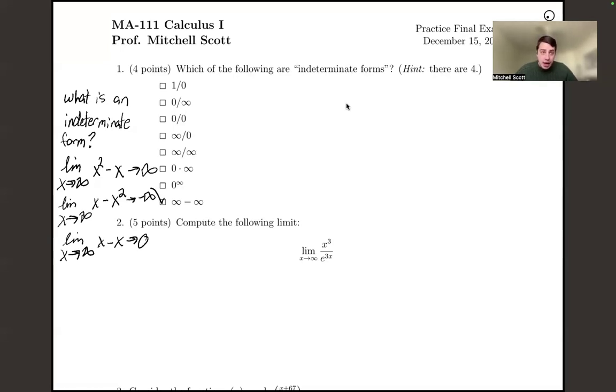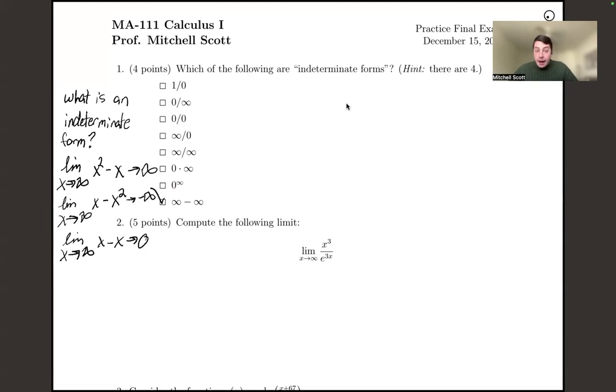For the rest of these, I think it's good to go through them one by one. It's really important that we understand what indeterminate forms are, and more importantly, which indeterminate forms we can use L'Hopital's rule for. So as I said, infinity minus infinity is one. Let's start here with zero to the infinity.